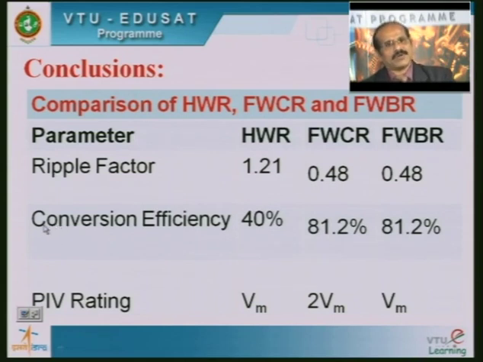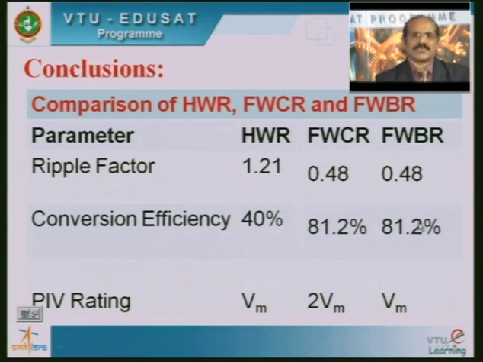Our second parameter is the conversion efficiency, that is the ability of the rectifier to convert AC into DC. The output here is DC and the input is AC, therefore efficiency is usually defined as the ratio of output to input, that is the DC output divided by the AC input. In the half wave rectifier, the conversion efficiency is definitely less. But in both the full wave rectifiers, using center tap and bridge configuration, it is 81.2%.